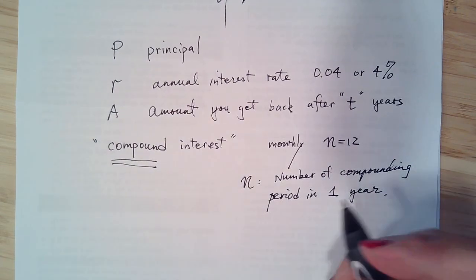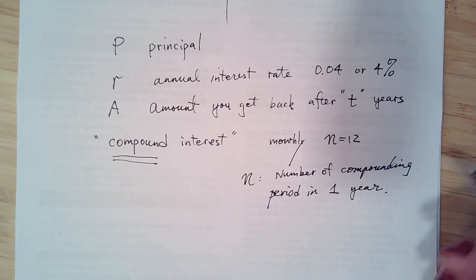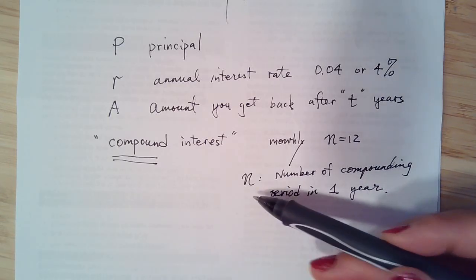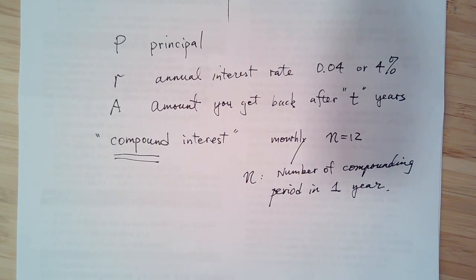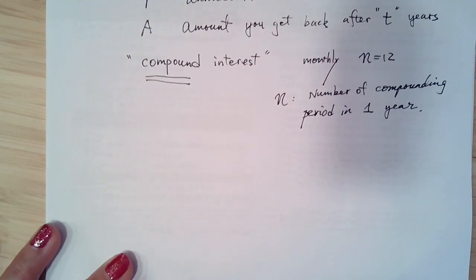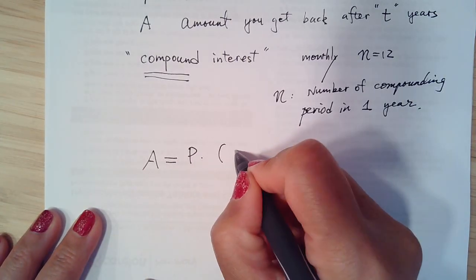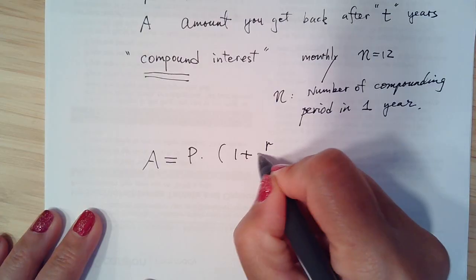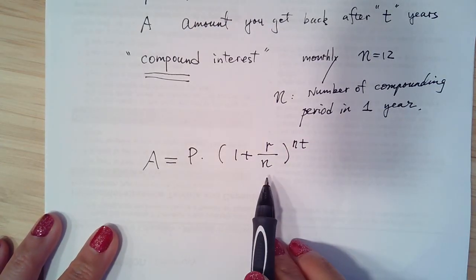If I say compounded quarterly, then n will be 4. If it's compounded daily, n will be 360 or 365. If I say compounded annually, meaning once a year, n will be 1. So n is just the number of compounding periods in a year. And here is the formula: A equals P, the principal, times 1 plus the interest rate r over n, to the power nt.